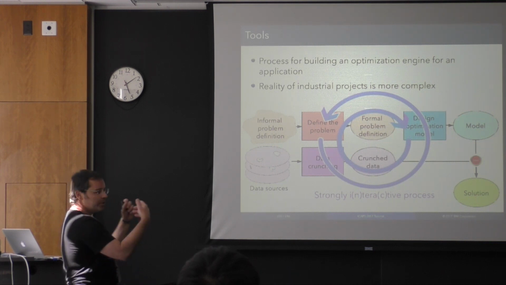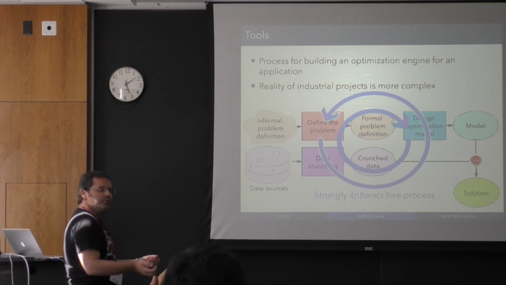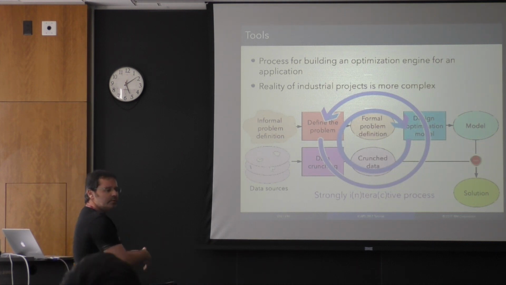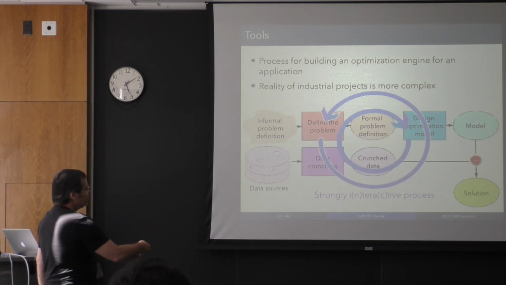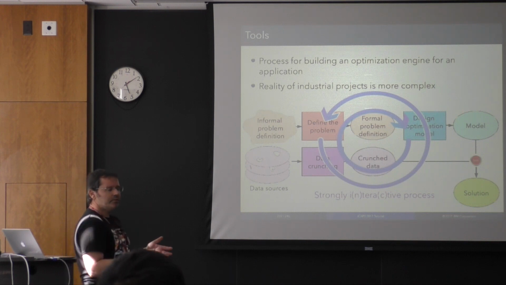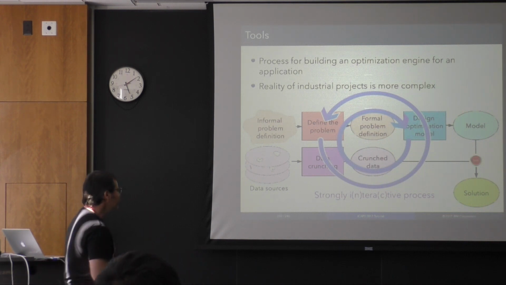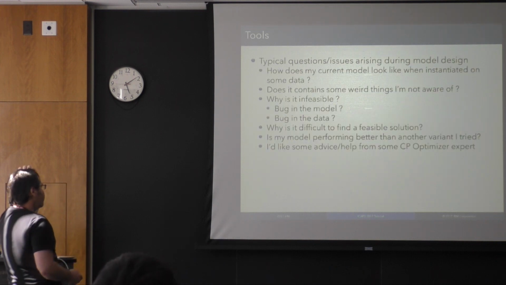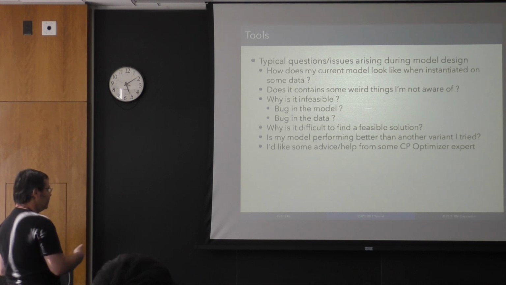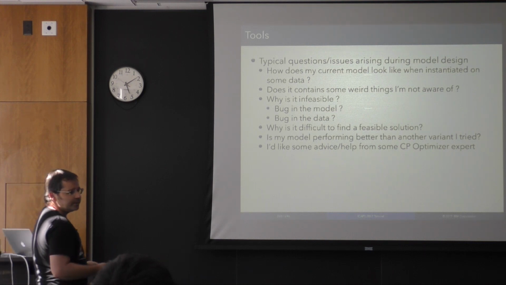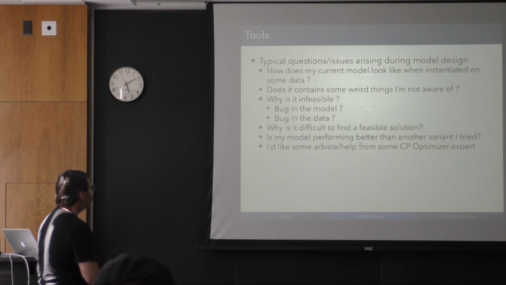You, without stop, change the model, try to do something, find a solution, show the solution to the customer, and they say, no, I don't like this, what happens? There is a problem in the data, you have a model, it's infeasible, things like that. Okay? So there are a typical number of questions that arise during model design, and it's always the same ones. This is not related to scheduling, but scheduling is a particular case of this.